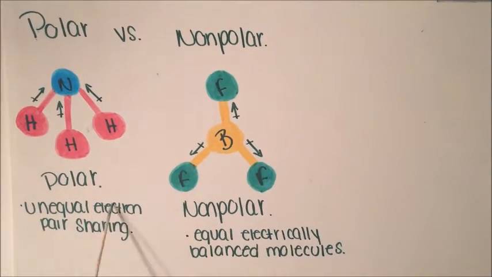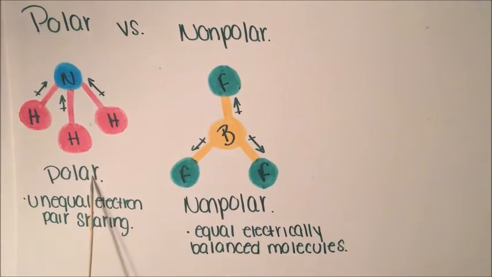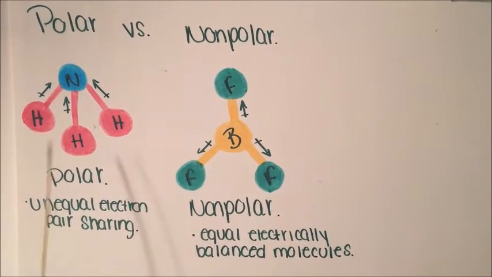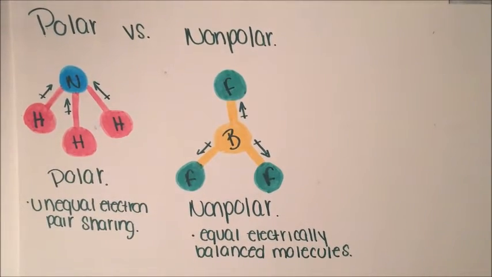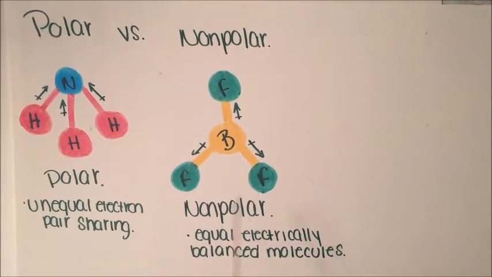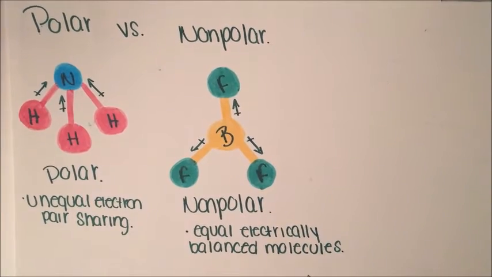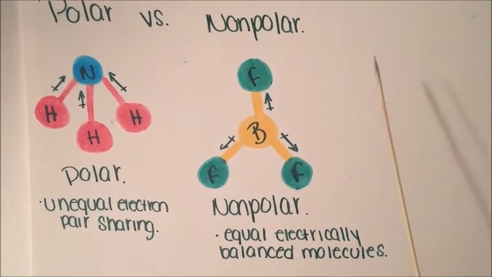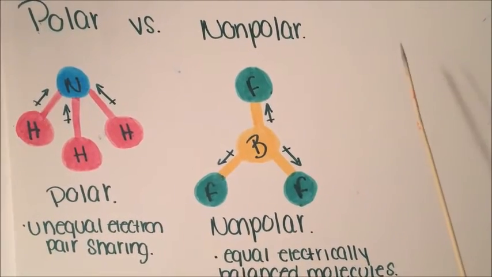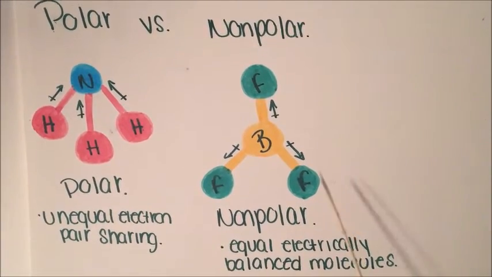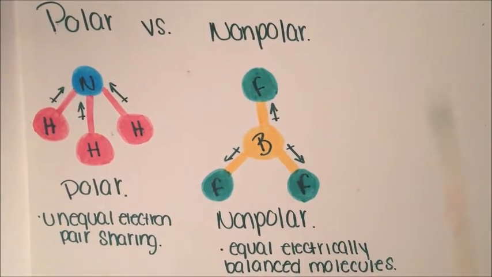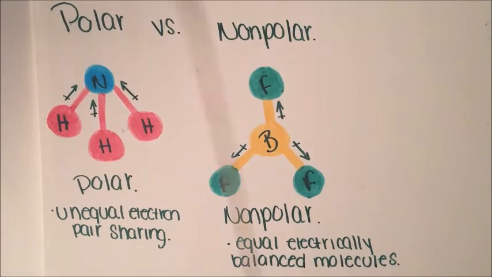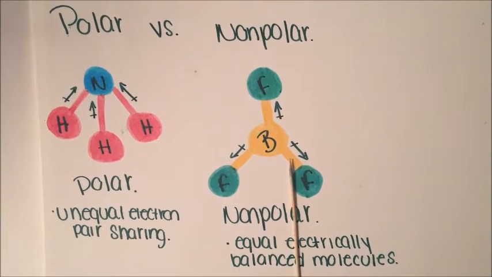Polar bonds have unequal electron pair sharing. Polar bonds happen when two atoms form a molecule using a covalent bond. Nonpolar bonds are equal, electrically balanced molecules. Nonpolar bonds occur when the electron sharing during a covalent bond is equal, so there is no ionic charge and the electrons are distributed symmetrically. Polar is hydrophilic, it likes water, and nonpolar is hydrophobic, it does not like water.